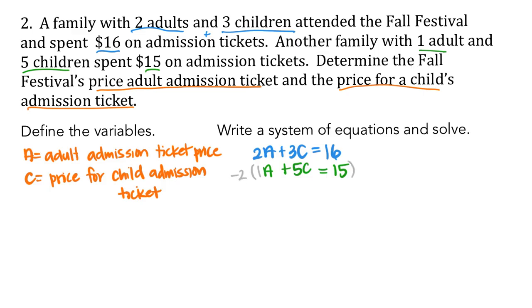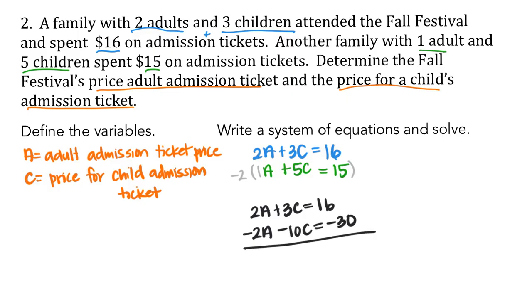Okay, the first equation did not change. Second equation got multiplied by negative 2. And now hopefully something cancels. Okay, 3 minus 10 is negative 7C. 6C minus 30, negative 14. Okay, now I got C is 2.